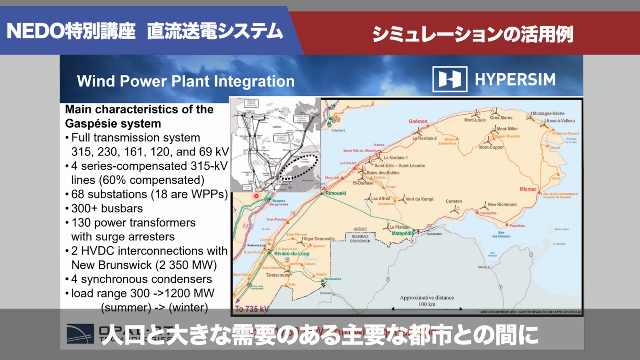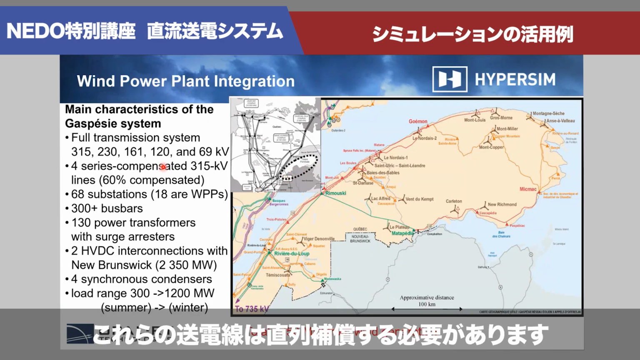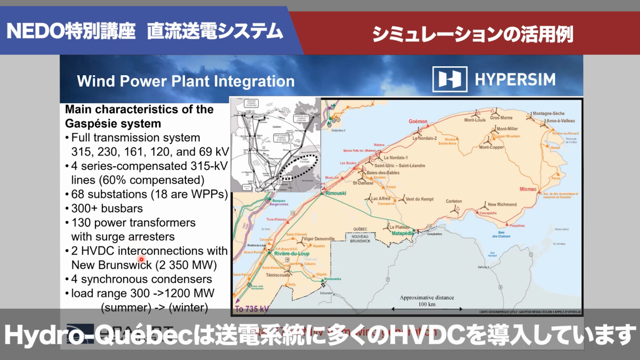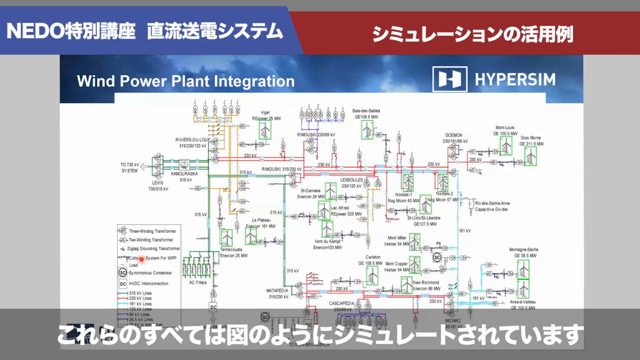So between the main city, the population and the big load, you have 1,000 kilometers of line coming through, and those lines need to be series compensated with SVCs, so they're 60% compensated. Many substations, many transformers, 2 HVDC links. Hydro-Quebec has a lot of HVDC on its grid. So all of this is being simulated into the schematic that you can see over here.